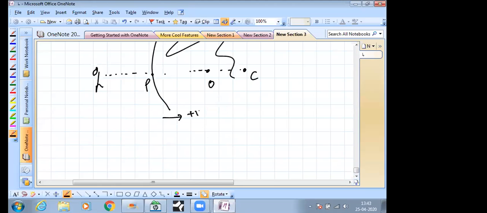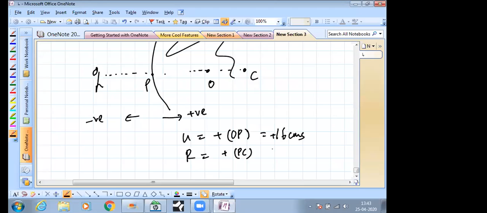Taking this side as positive, and this side as negative, I will take U as positive of OP, which will be how much? It will be 16 centimeters, correct? Because OC was 8 and it was 24, and R will be positive of PC, so that is plus 24, okay. And it is glass to air, so that means I have to take mu A as 3 by 2 and mu B as 1.